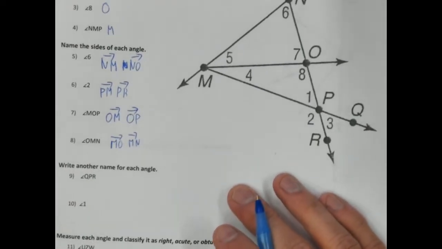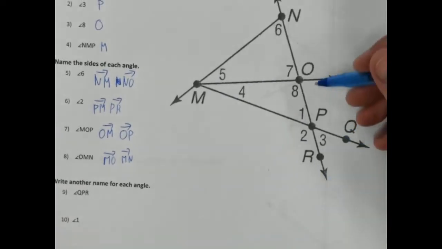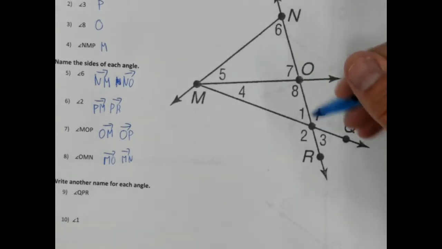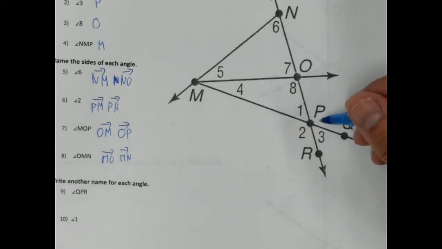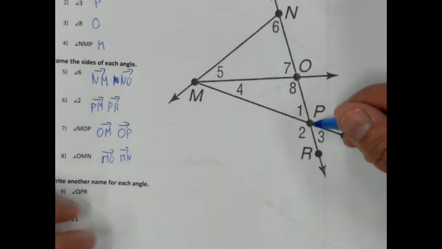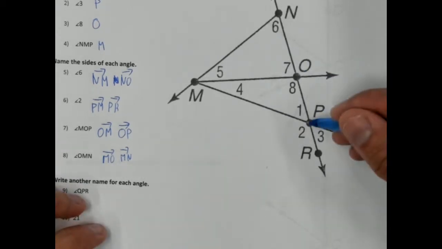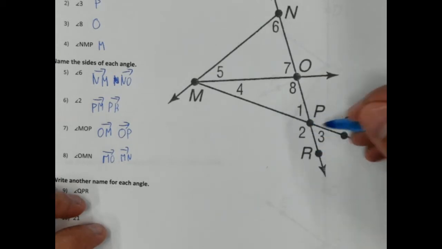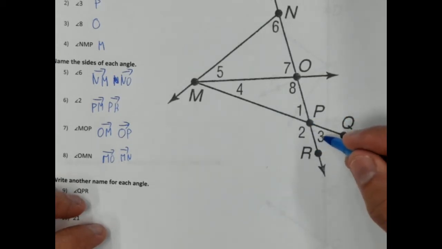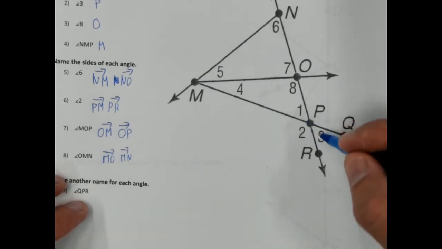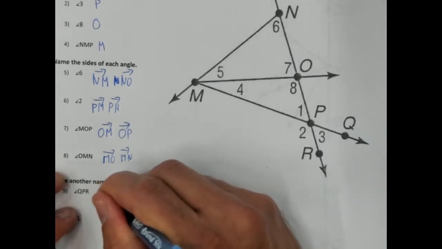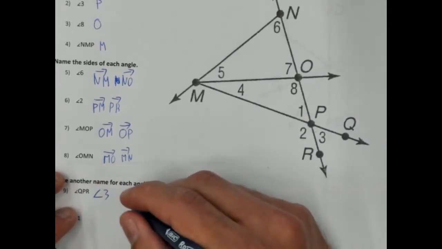We'll write another name for each angle. So QPR, Queens Park Rangers. Well, there's no number attached to it. Sorry, QPR is here. My bad, I was looking at the O. So QPR is right here. So this is the angle. We can name it angle 3, or we could also name it angle RPQ. We cannot call it angle P because there are already other angles there. So we go with angle 3, or angle RPQ.